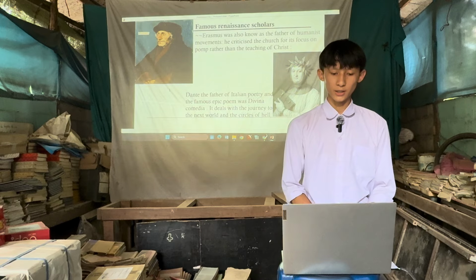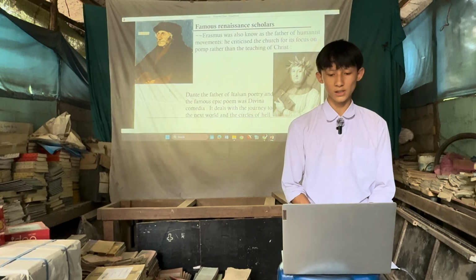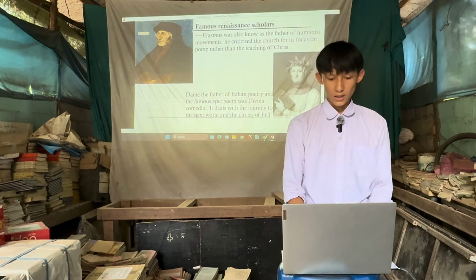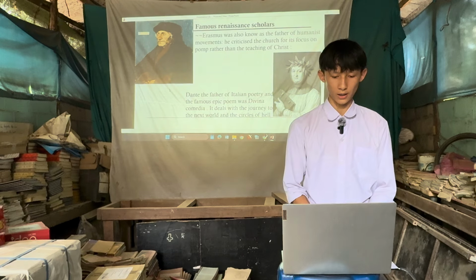Dante, the second one, the father of Italian poetry, and his famous epic poem was the Divine Comedy. It deals with the journey to the next world and the circles of hell.